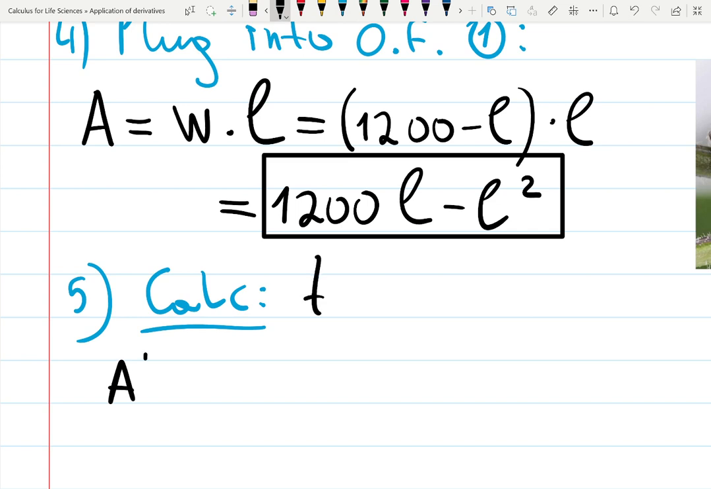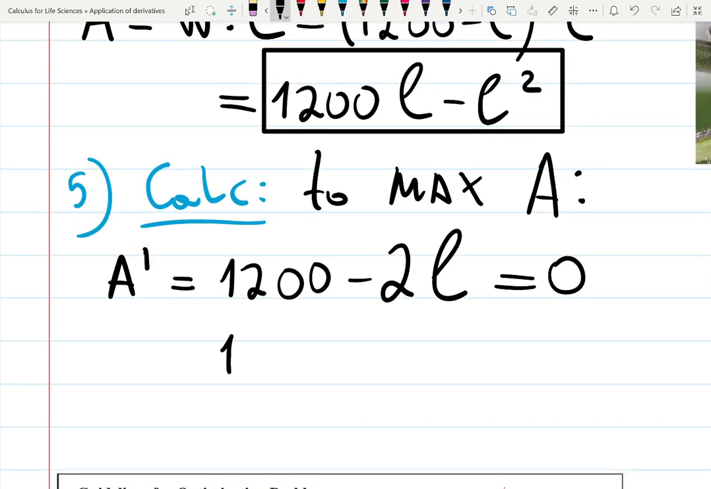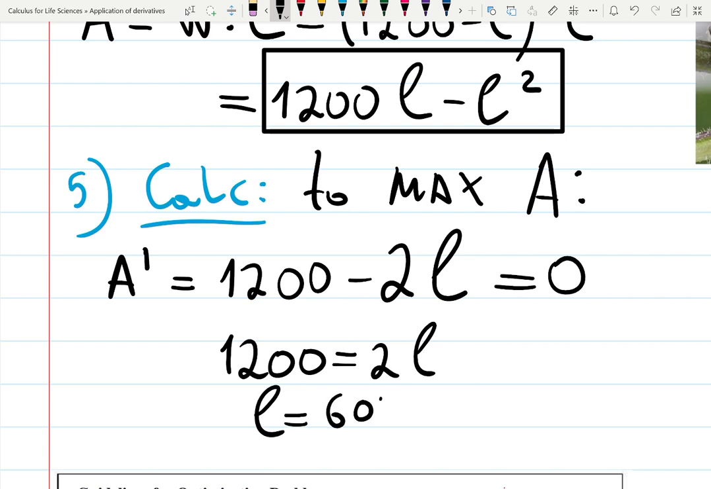To maximize, you need to maximize A. You need to take the derivative of A. Derivative of A is 1200 minus 2L. 2 goes down, L to the 1. You need to set this equal to 0 or DNE. We don't expect to have DNE in applied problems. Let's solve it. 1200 equals 2L. L is 600. That's where I got 600 from. 600. This is the only critical point.